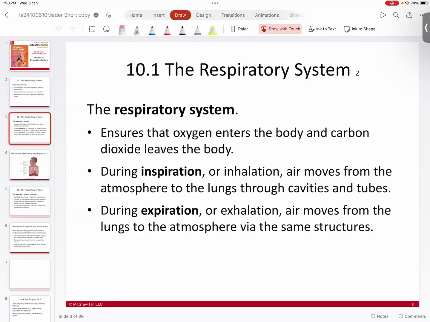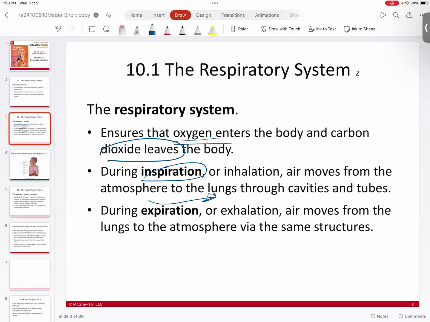So when we take a look at the respiratory system, what we're looking at is essentially the system whose job it is to capture oxygen from the environment and also to expel carbon dioxide from the body. And the way we do this is through two different processes. The first one is inspiration or inhaling. This is basically taking air from the atmosphere and going into the lungs, where you can get access to the oxygen that's in the air itself.